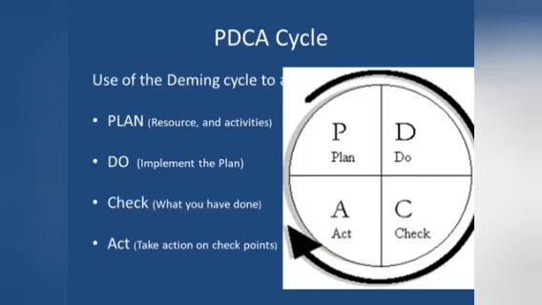The PDCA cycle was introduced by Deming after the Second World War to rebuild Japan. It has 4 components: plan, do, check and act. The principles of the cycle can be used to build the safety program.